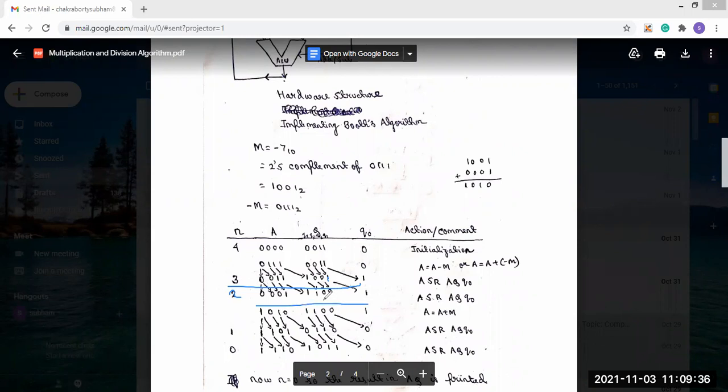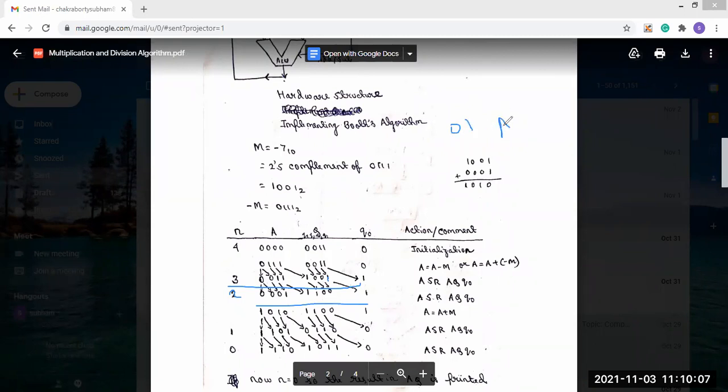Now n is equal to 2. That means it is not equal to 0, so we have to perform this again. So what will we do? Again, we will check what is the value in Q1 and Q0. Now in Q1 it is 0, and in Q0 it is 1. So that means we have value 0 1. So 0 1 means what?